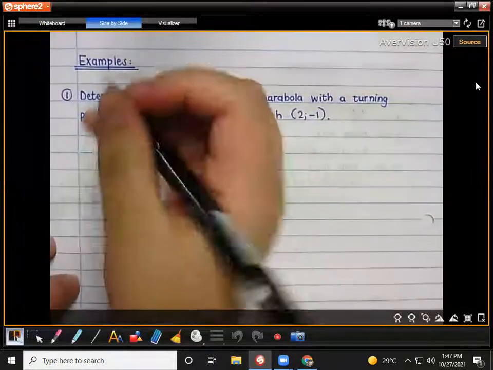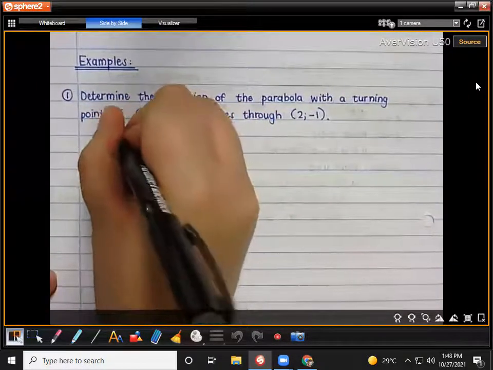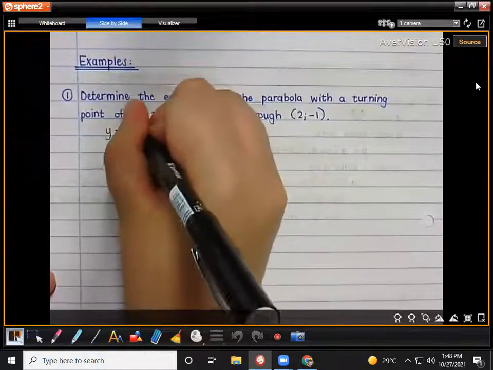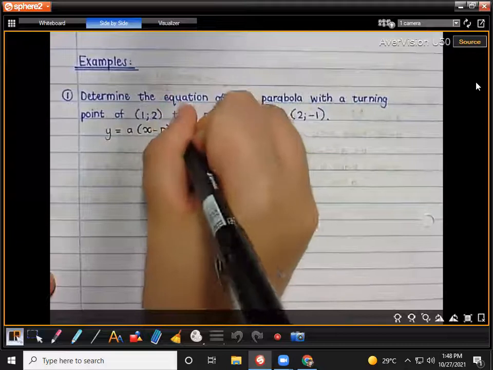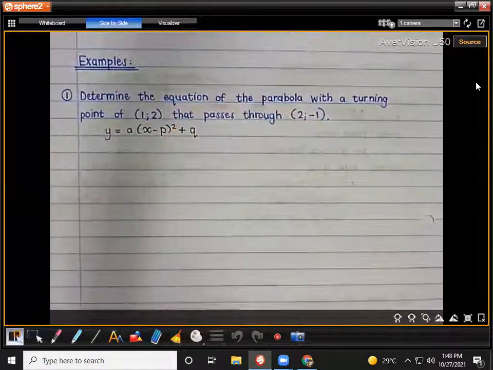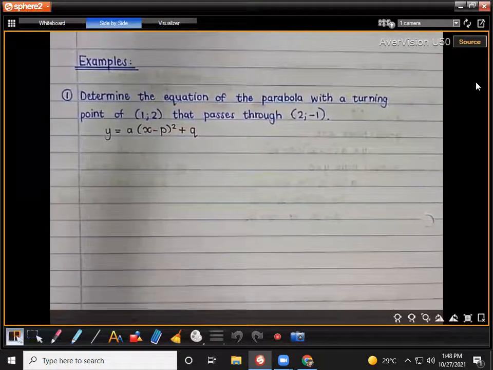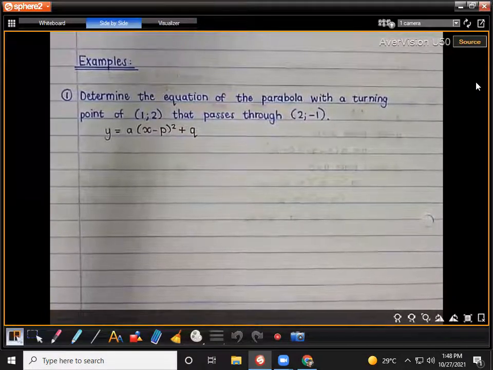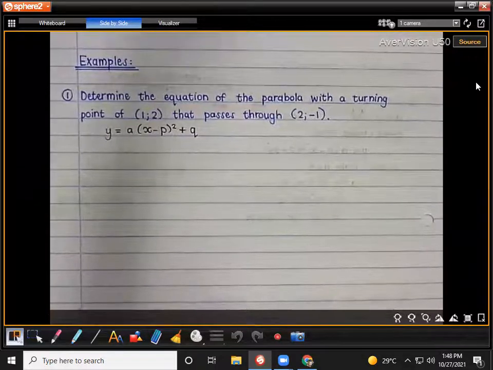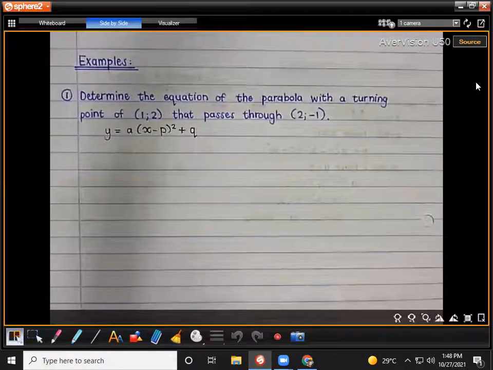Okay, when you're ready, you can write down turning point form, so y equals a bracket x minus p squared plus q. And that is not something that appears on the matric formula sheet. All right, so even next year, you're going to have to remember all three of the different forms. You're going to have to know them off by heart.